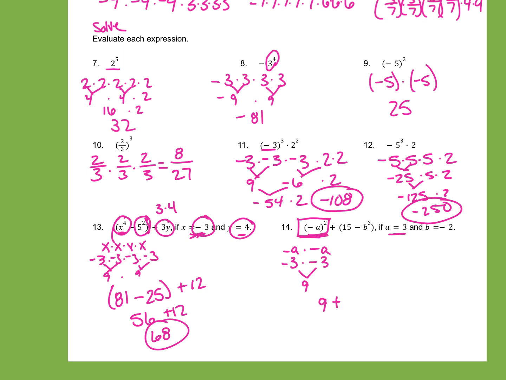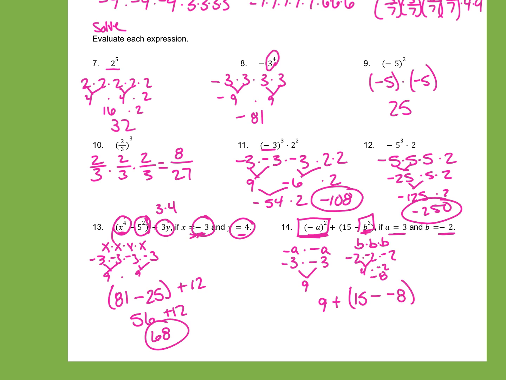Plus, and then I've got parentheses here, so that's 15 minus, and then I have to find out what b to the 3rd means. So that's b times b times b, and each b gets replaced with a negative 2. So negative 2 times negative 2 times negative 2. Negative 2 times negative 2 is 4. 4 times negative 2 is negative 8. So we already had our 15 minus, and now we know that b to the 3rd is going to be negative 8.